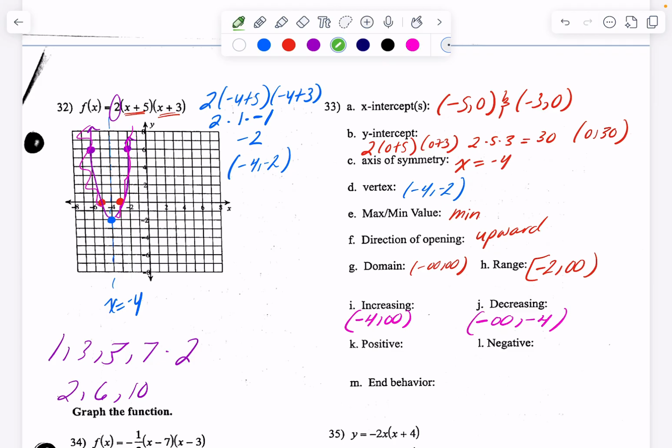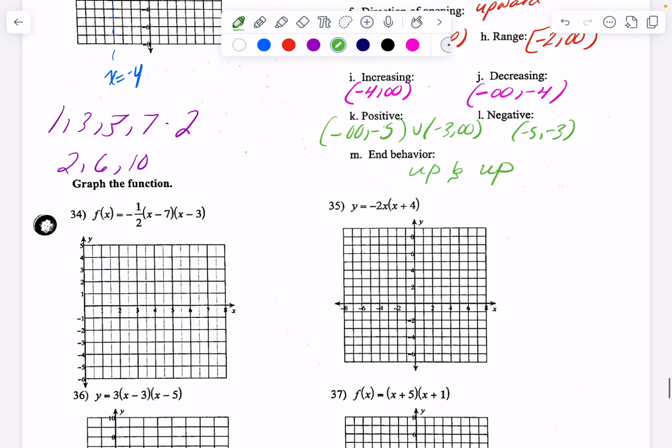Positive is above the x-axis there. So we're positive from -infinity to -5. We're also positive from -3 to infinity. We're negative from -5 to -3. Our end behavior is up and up.